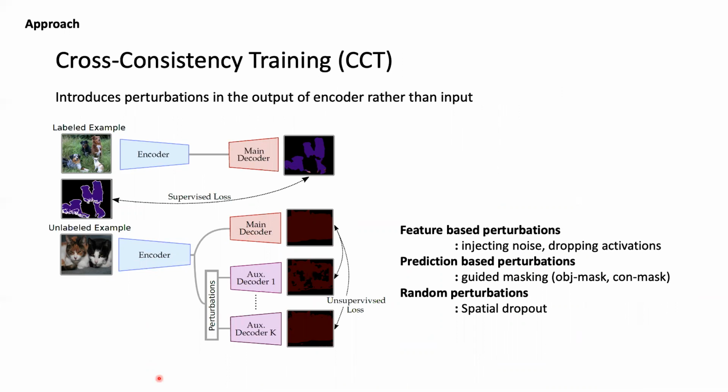Here they consider a shared encoder and a main decoder that are trained using the labeled examples. To leverage unlabeled data, they then consider multiple auxiliary decoders whose inputs are perturbed versions of the output of the shared encoder. The consistency is imposed between the main decoder's predictions and that of the auxiliary decoders. CCT differs from CutMix I introduced before, as CCT introduces perturbations in the output of the encoder rather than input. Also, it doesn't need multiple forward passes and is easy to be adapted to other settings, which is not the case for CutMix.